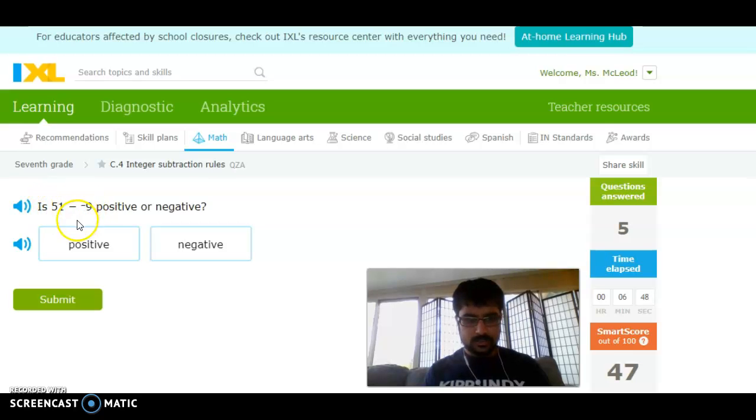So here, 51 plus 9. Think through whether that would be positive or negative. You'll easily get to a smart score of 80. Good luck.